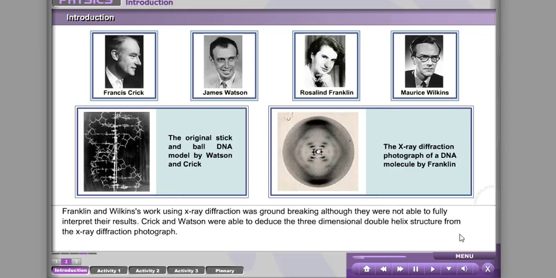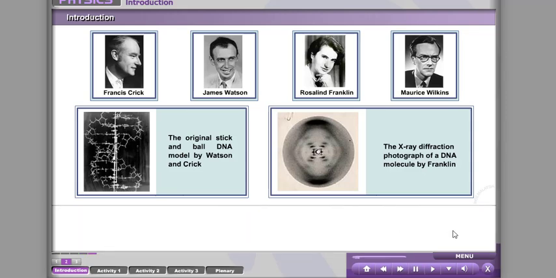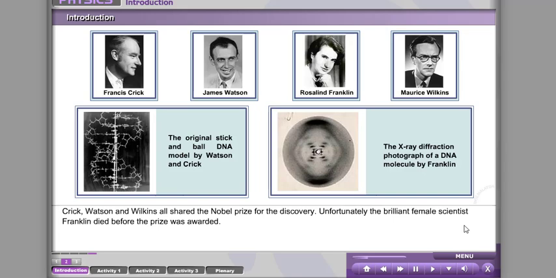Franklin and Wilkins' work using X-ray diffraction was groundbreaking, although they were not able to fully interpret their results. Crick and Watson were able to deduce the three-dimensional double helix structure from the X-ray diffraction photograph. Crick, Watson, and Wilkins all shared the Nobel Prize for the discovery. Unfortunately, the brilliant female scientist Franklin died before the prize was awarded.